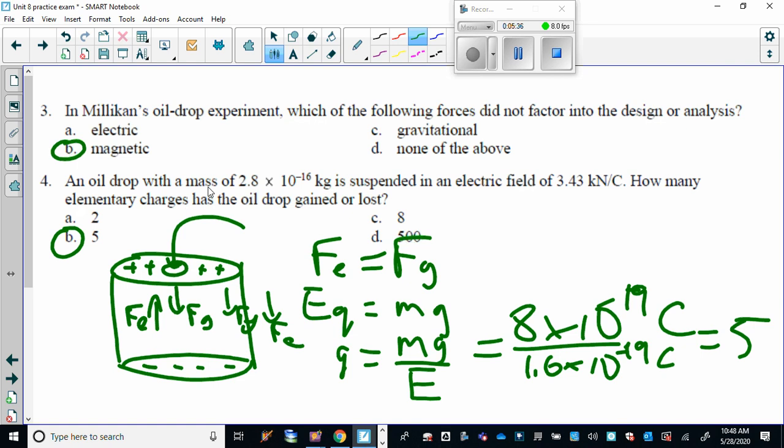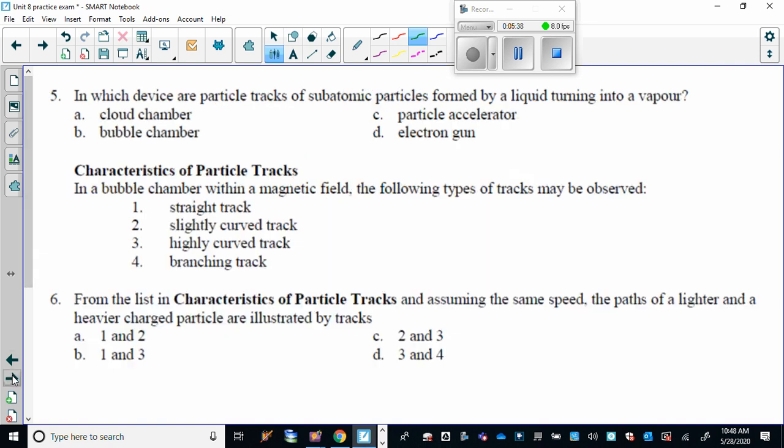B, pretty straightforward. Moving on, number 5 says, in which device are particle tracks of subatomic particles formed by a liquid turning into a vapor? So this is just a knowledge question. It's obviously going to be a cloud chamber or a bubble chamber. Which one is it? You've just got to remember that a cloud chamber changes vapor into liquid, and a bubble chamber does the opposite, which is liquid into vapor. Answer B.